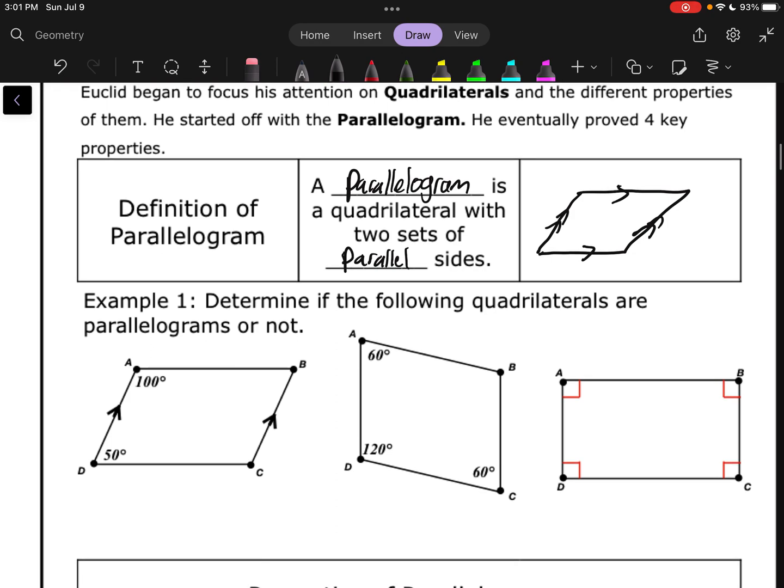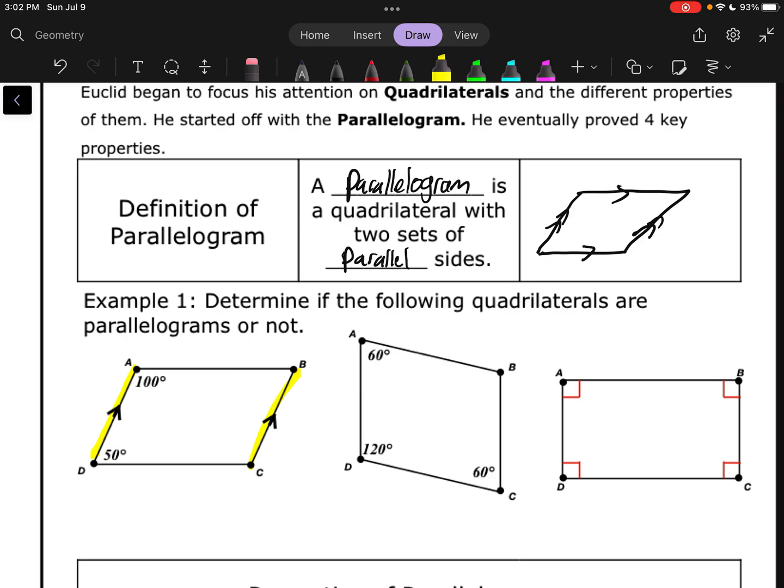So example 1 says determine if the following quadrilaterals are parallelograms or not. Well, if we look at this first one, we can definitely see that these 2 sides are parallel. They've got the arrows, which means that we got to check if those other 2 sides are parallel. And how do we know if lines are parallel? Well, we look at the angle pairs. Remember, certain angle pairs are supposed to be congruent if lines are parallel, and certain angle pairs are supposed to be supplementary if lines are parallel.